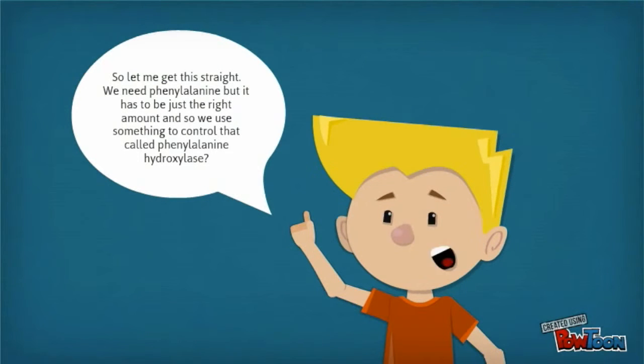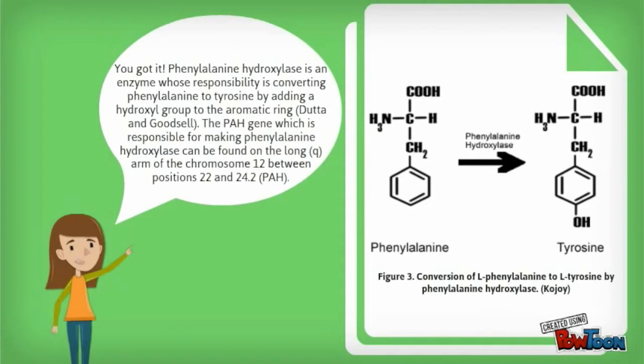So let me get this straight. We need phenylalanine, but it has to be just the right amount, and so we use something to control that called phenylalanine hydroxylase? You got it.